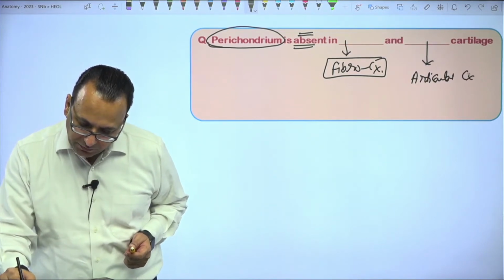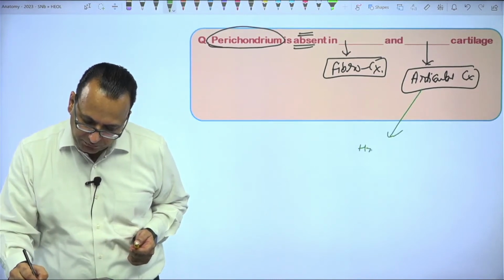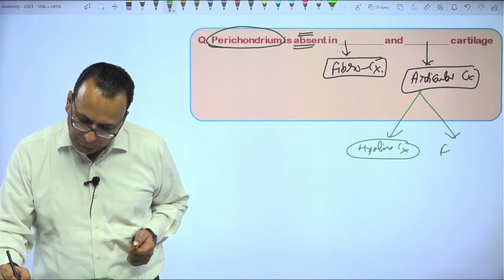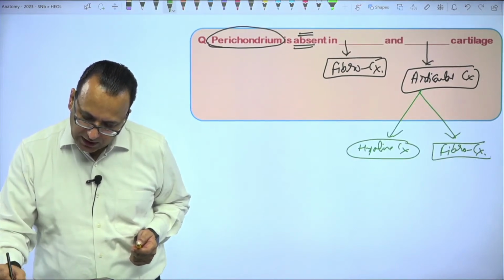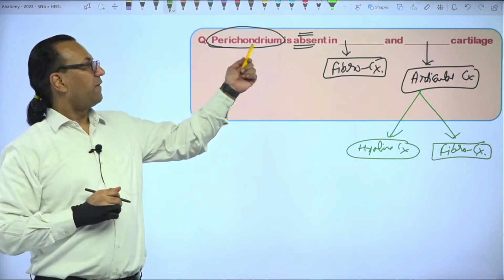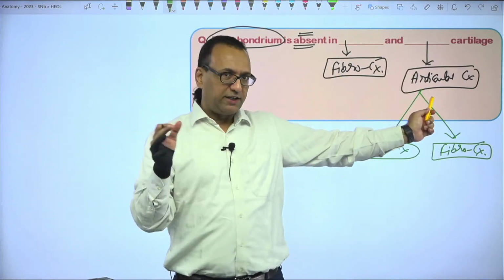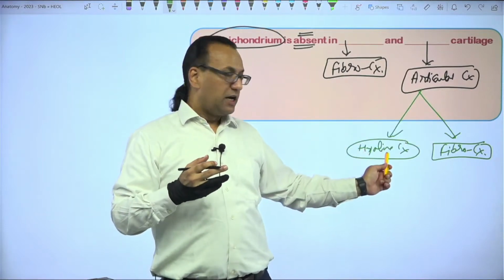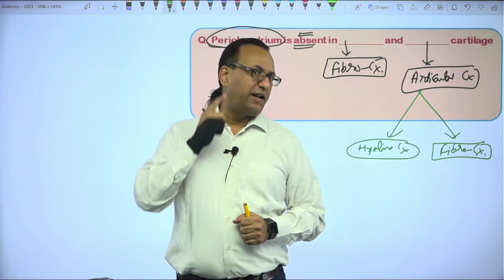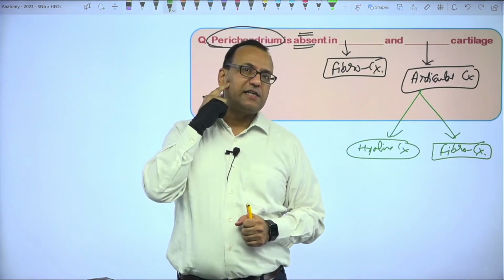Now articular cartilage, most of the time you will find it is made up of hyaline cartilage, but sometimes the articular cartilage could be fibrocartilage, and if it is fibrocartilage, then obviously it will have no perichondrium. Lot of information here. First of all, perichondrium is absent in fibrocartilage and articular cartilage. In articular cartilage, most of the time you will have hyaline cartilage, and in some places you can have fibrocartilage. For example, the articular cartilage of the temporomandibular joint is not hyaline, it is fibrocartilage.